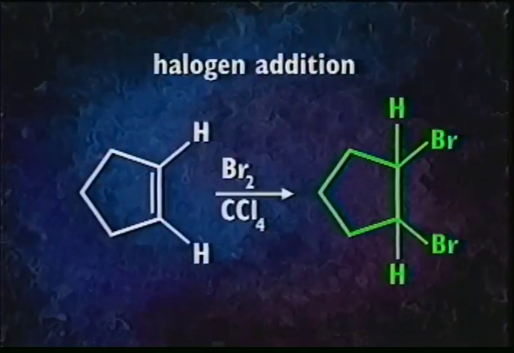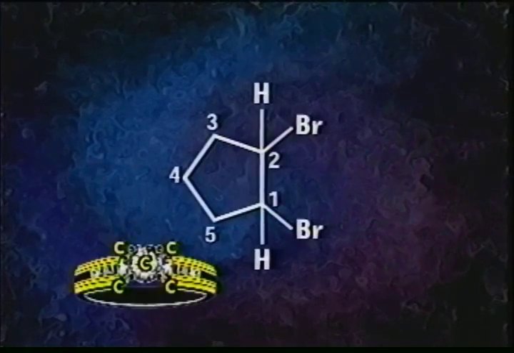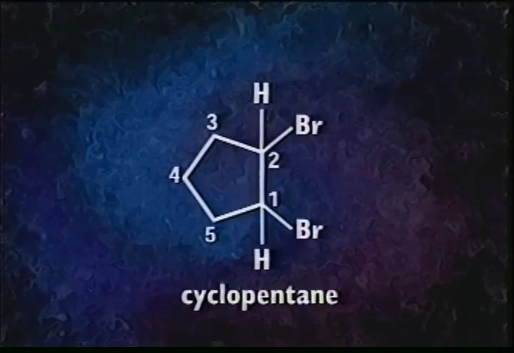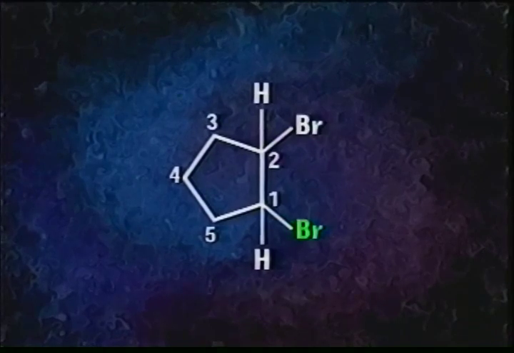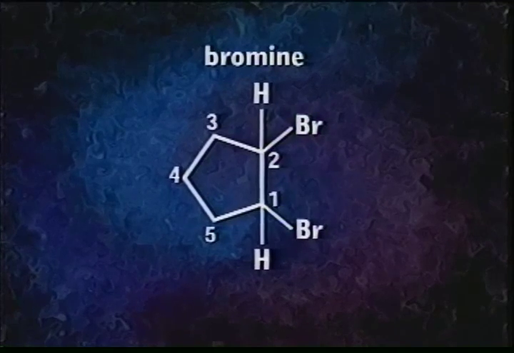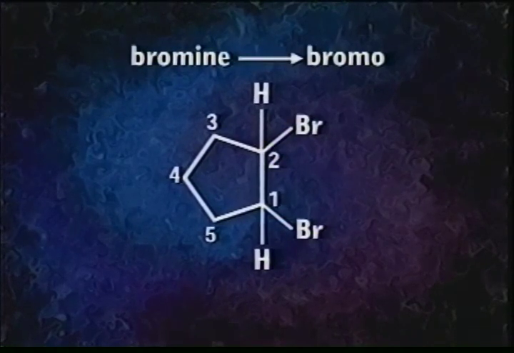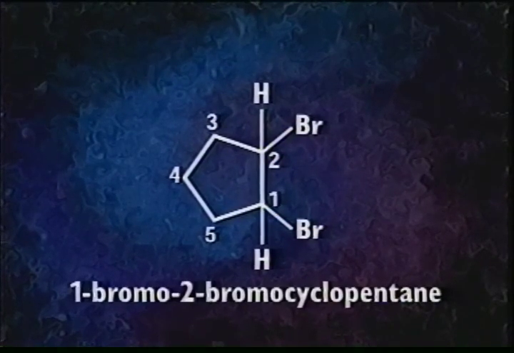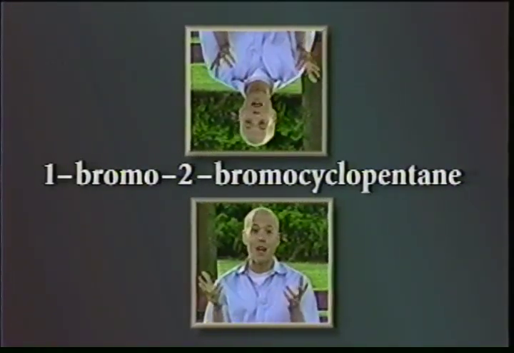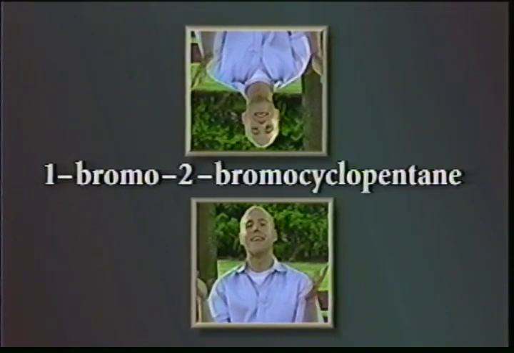Let's name the product of our halogen addition reaction. There's a 5-carbon ring, so that's cyclopentane. There's a bromine on carbon 1 and a bromine on carbon 2. When we put a halogen like bromine in the name of a molecule, we drop the -ine ending and add O, so bromine becomes bromo. So the name of this molecule is 1-bromo-2-bromocyclopentane. But there's got to be a shorter way to say the name of this molecule, and indeed there is.